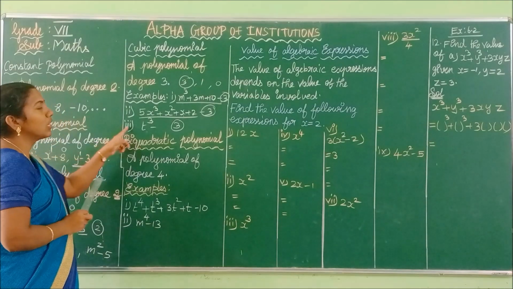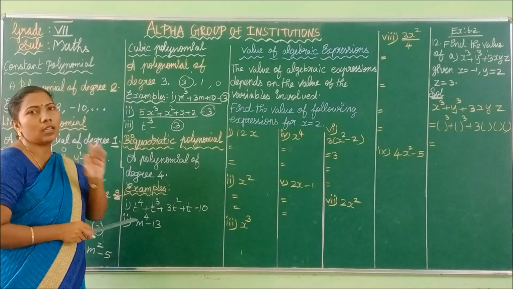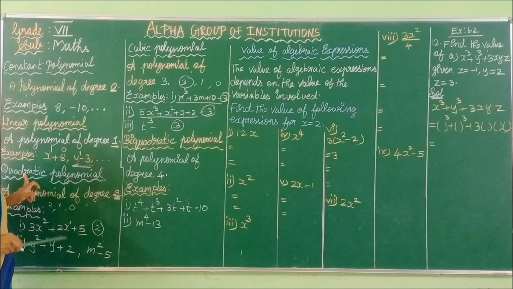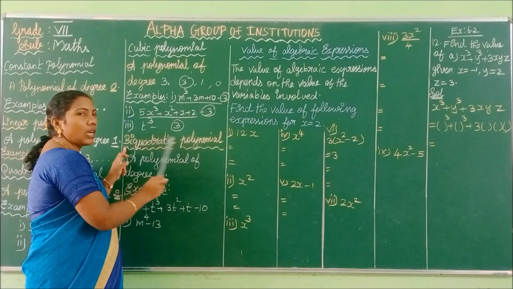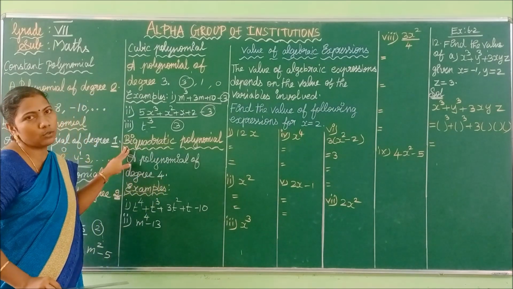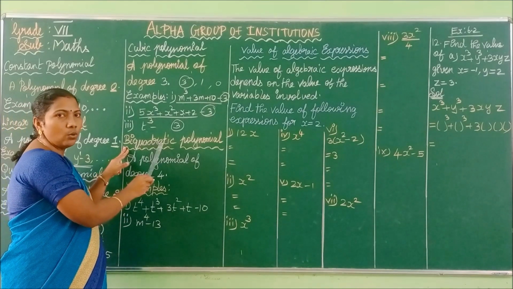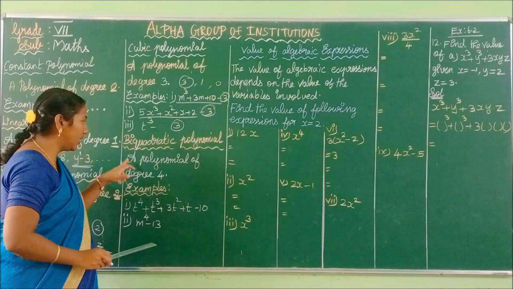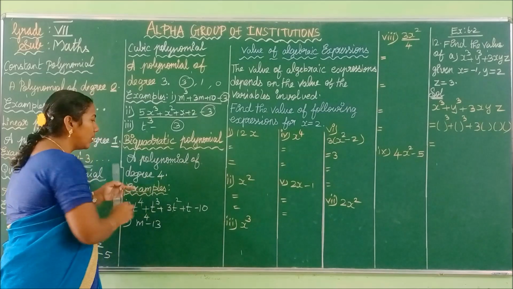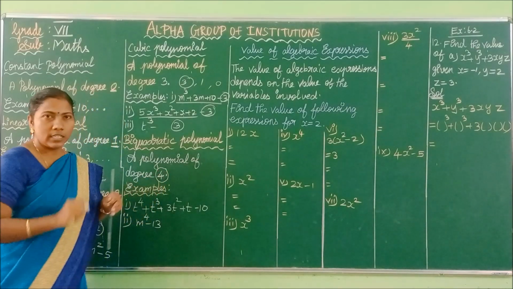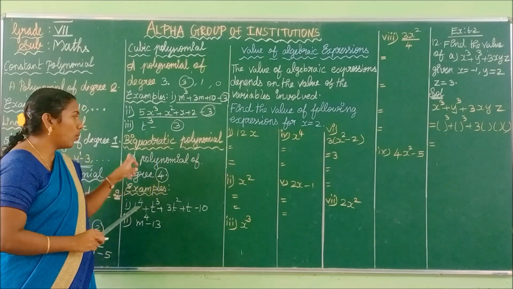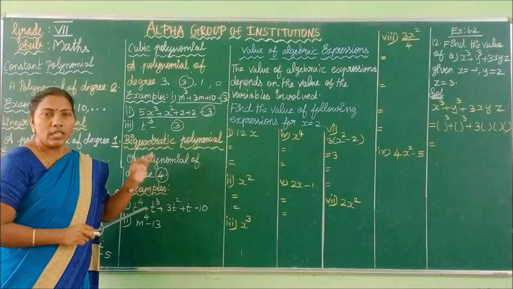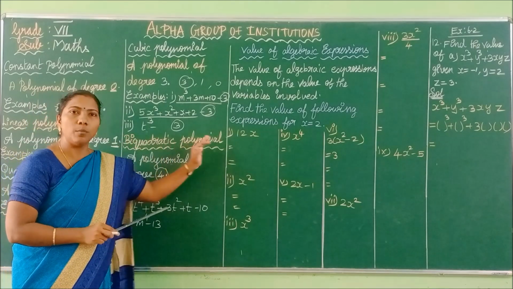Okay. How can we call this? Cubic polynomials. Cubic means 3. Quadratic means 2. Linear means 1. Constant means degree 0. See here, biquadratic polynomial. Bi means 2, quadratic means 2, 2 plus 2 is 4. That is, a polynomial of degree 4 is said to be a biquadratic polynomial.